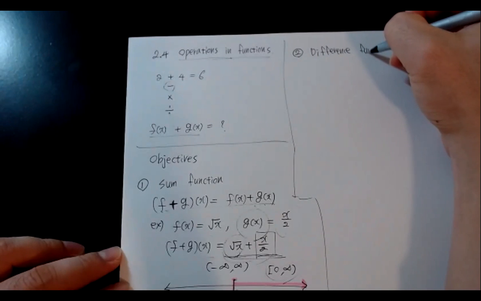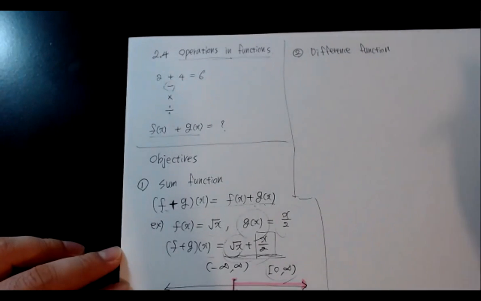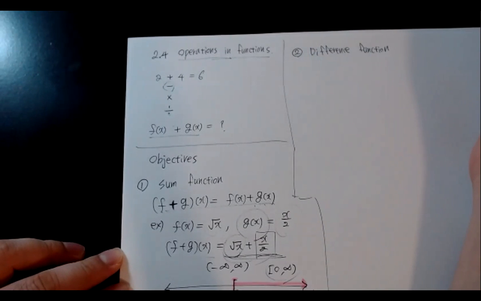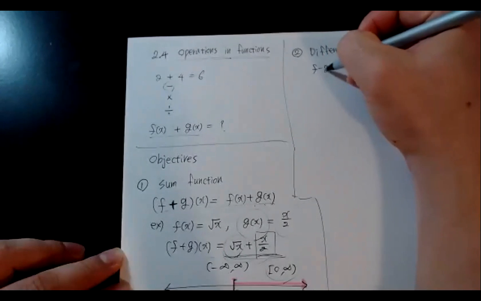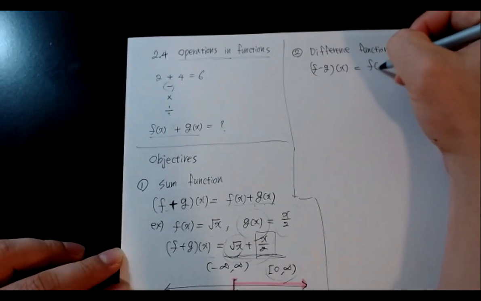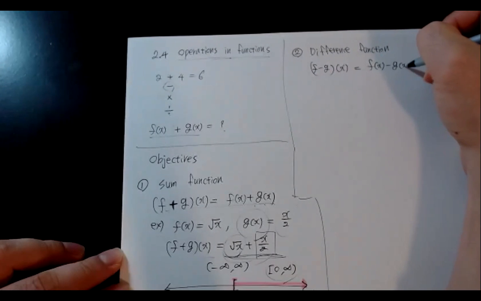Difference function. So, difference function definition. First one, the notation is this: f minus g of x. This is equal to f of x minus g of x.